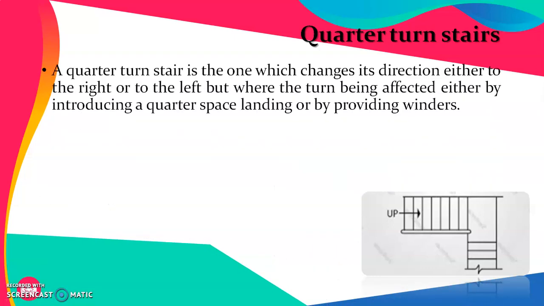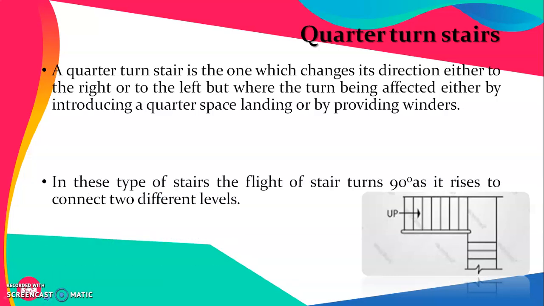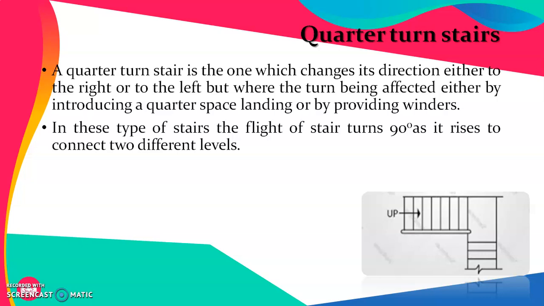Quarter turn stairs. A quarter turn stair is one which changes its direction either to the right or the left, with the turn being effected either by introducing a quarter space landing or by providing a turning step called a winder. In this type of stair, the flight turns by 90 degrees as it rises to connect two different levels. The figure shows the quarter turn stair plan, or top view.